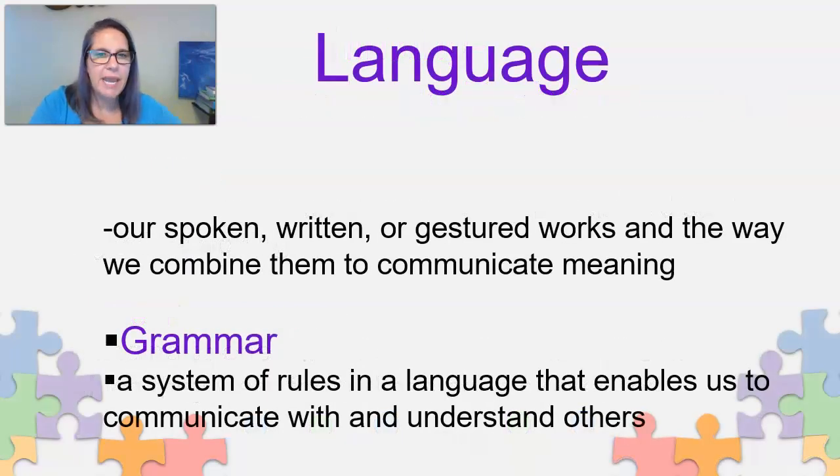So moving on to language. Language, the textbook definition: spoken, written, or gesture, and the way we combine them to be able to communicate meaning. So grammar, a lot of this is going to be review. You've done this in English class already. Okay, so grammar is a system of rules in language that enable us to communicate.